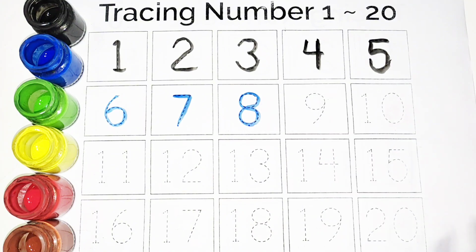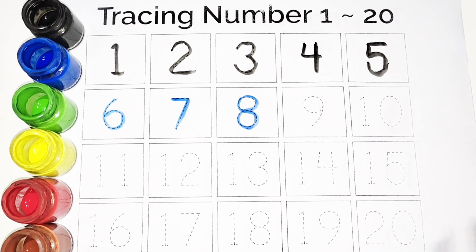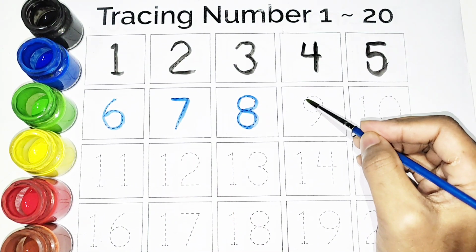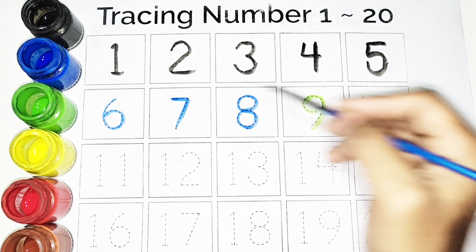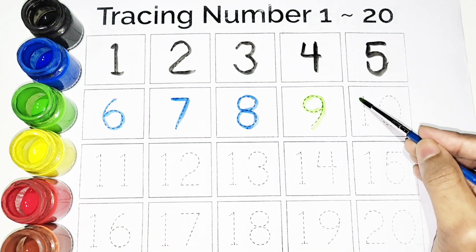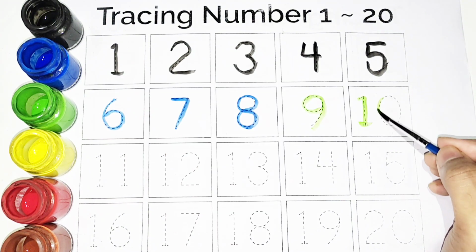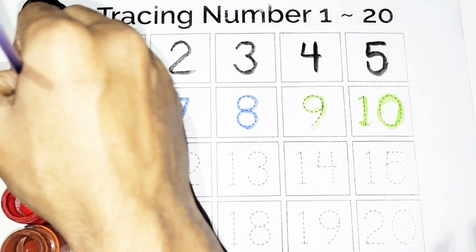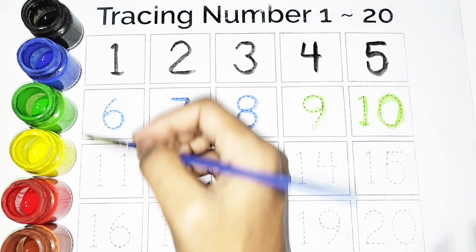E-I-G-H-T, 8. Now we use green color. Green color. Now we draw 9. N-I-N-E, 9. The next one is 10. T-E-N, 10. Kids, we again use green color.